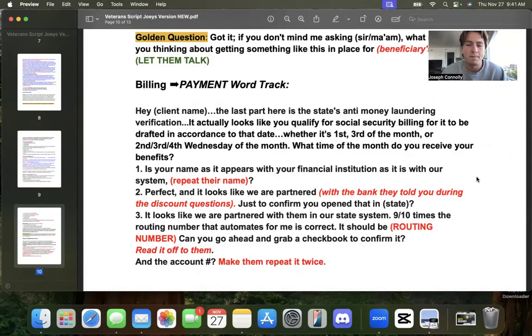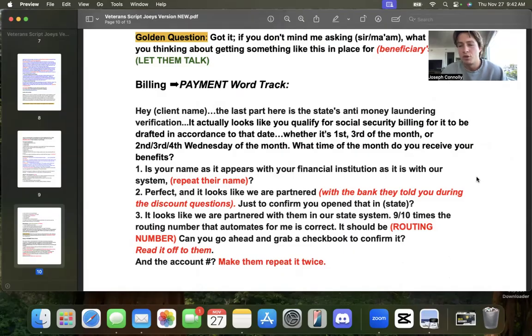All right, perfect, sir. And is your name Robert Jones, as I spelled it to you earlier, the same as it is with your financial institution, Chase Bank? All right, perfect, sir. A lot of times they'll be like, oh, it's Robert M. Jones, for Michael. I'm like, all right, whatever. So it looks like we are partnered with Chase in the state system. That just means that 9 out of 10 times the routing number that it automates for me on my screen is correct.